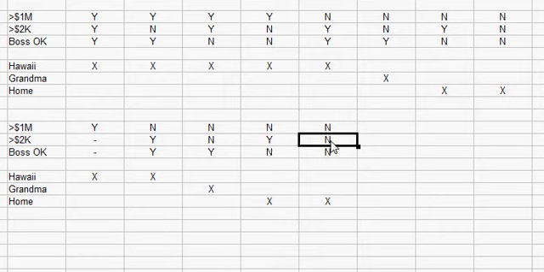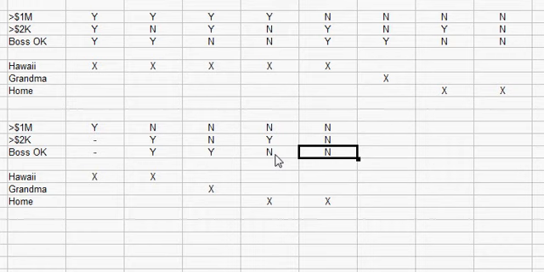because here there's no no, here's yes no, and here's no no. So there's only one condition that's changing, and it's not changing the outcome. It's not changing the action that we're taking. We're staying home. Basically what this is saying is if we don't have over $1 million, but our boss says no, it's not okay to go on vacation, then we're staying home.